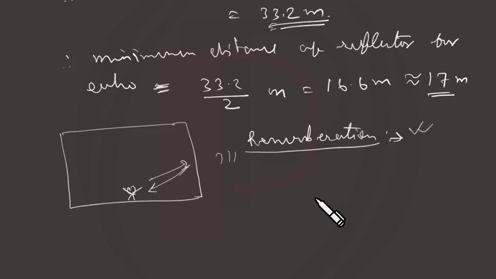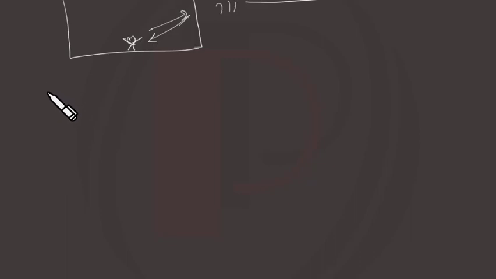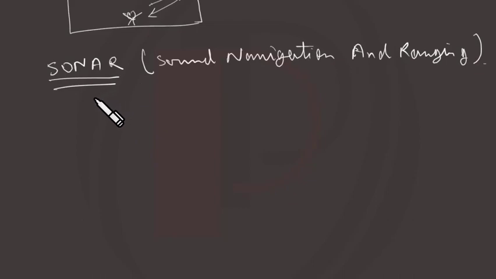That's called the reverberation. Now we will talk about some of the applications of the echo, and that is sonar. We will specially talk about sonar now, as I have told you. The full form of sonar is sound navigation and ranging. Sonar is a device in which there is a source of sound, especially ultrasonic vibration, and there is a receiver.